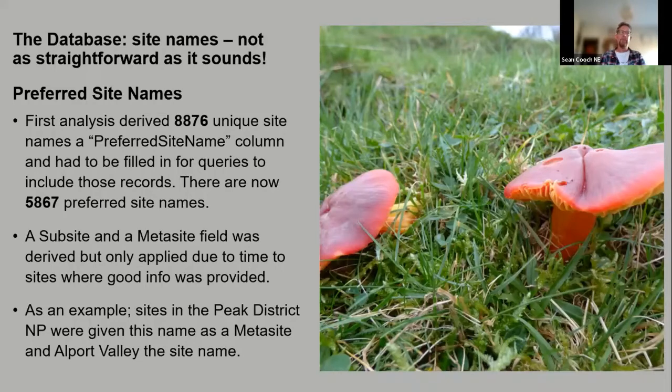We've assigned them to sub-sites and meta-sites. As an example, a good meta site is the Peak District National Park. We've called that a meta site, and within the Peak District National Park, we've then named sites based on their exact details. So Alport Valley, a National Trust site that's been surveyed extensively by Neil Barden, is the site that we've assigned as an important site. Okay, hopefully that gives you a rough idea of how we've done this.